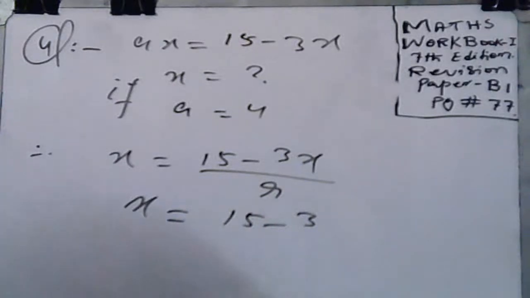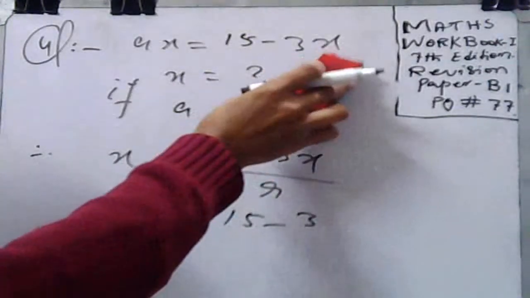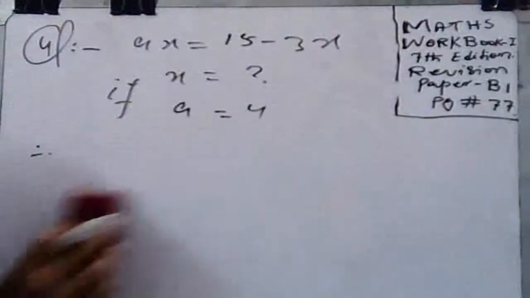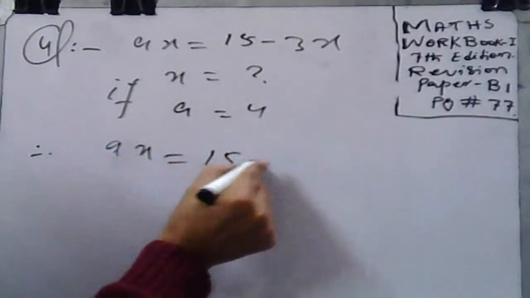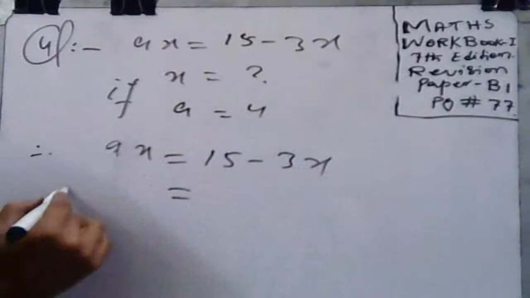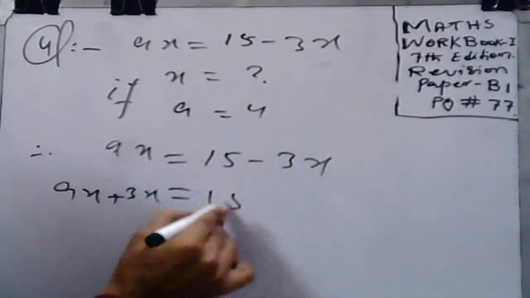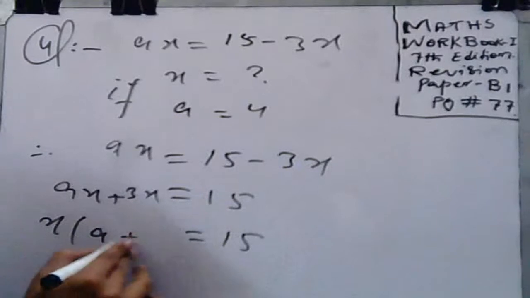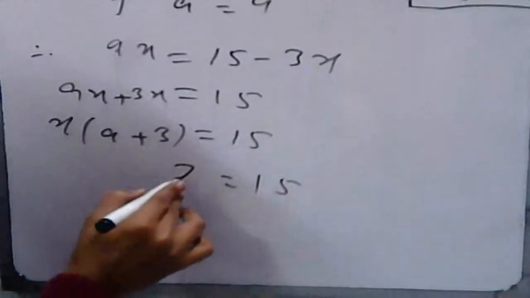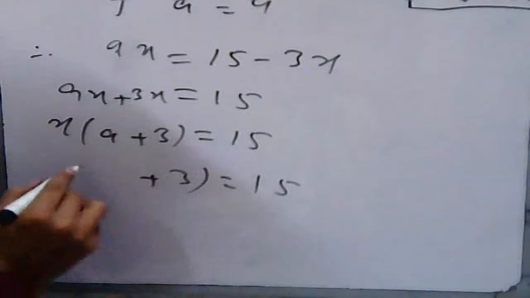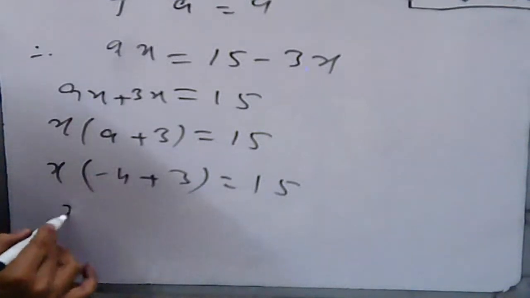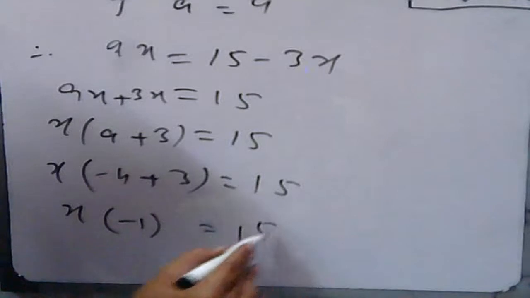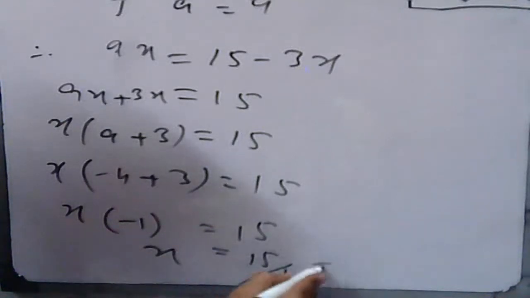We have two x's, so we have to shift and take the common to make a single x. In the given equation, ax is equal to 15 minus 3x, it should be shifted here, that is ax plus 3x equals 15. Taking x as common, x times a plus 3. Now putting the values of a, we have to find the value of x. Now the value of a being given to us, that is minus 4. So x is equal to 15 divided by minus 1, you will get minus 15.